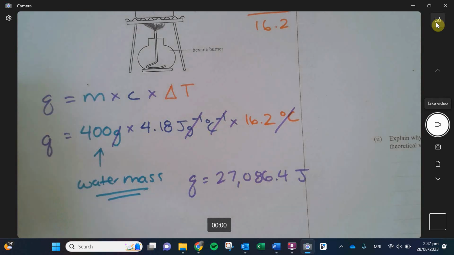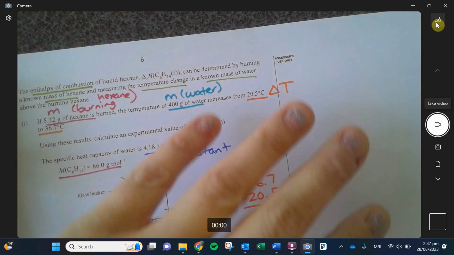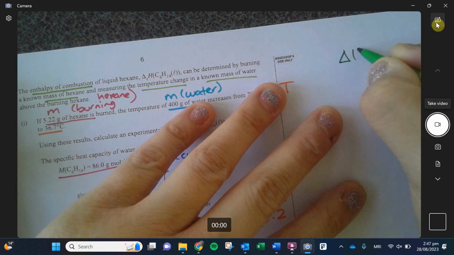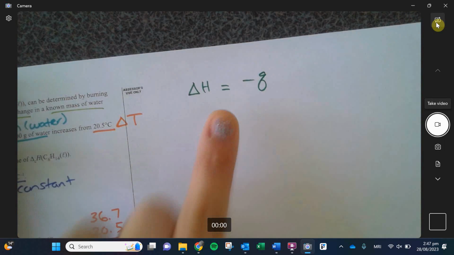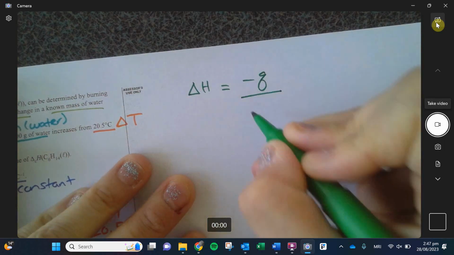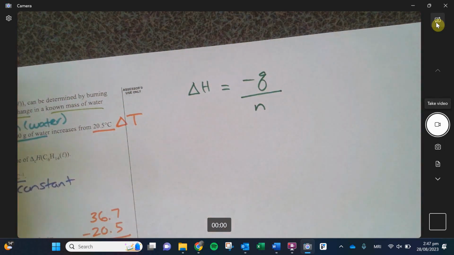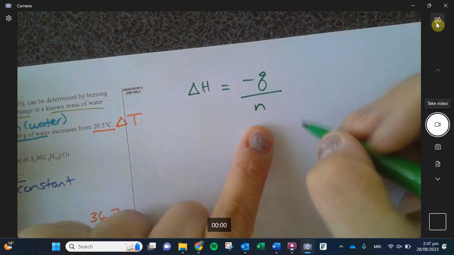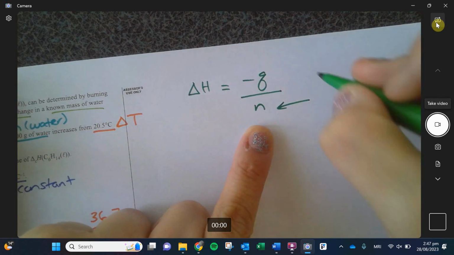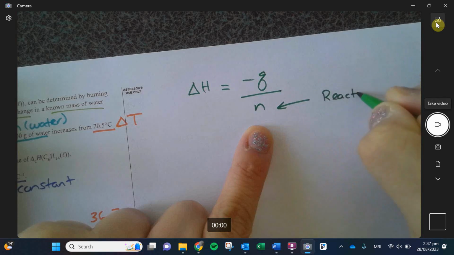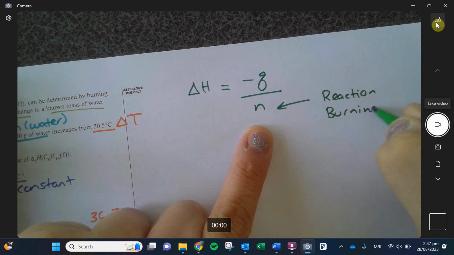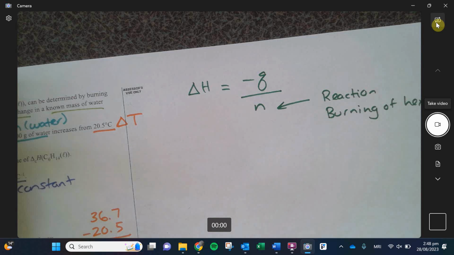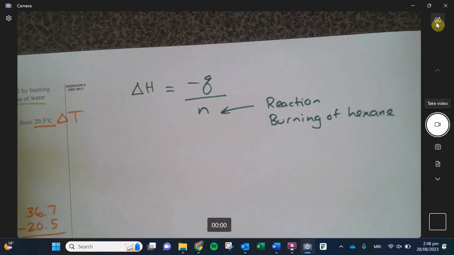Ready? Okay. The next calculation is our enthalpy calculation. So what we do is we have delta H is equal to the negative Q value that I just found divided by the amount in moles of the reaction. So this n here is going to be regarding the reaction, which in this example is the burning of hexane. So I want to know the amount of hexane that I burnt.